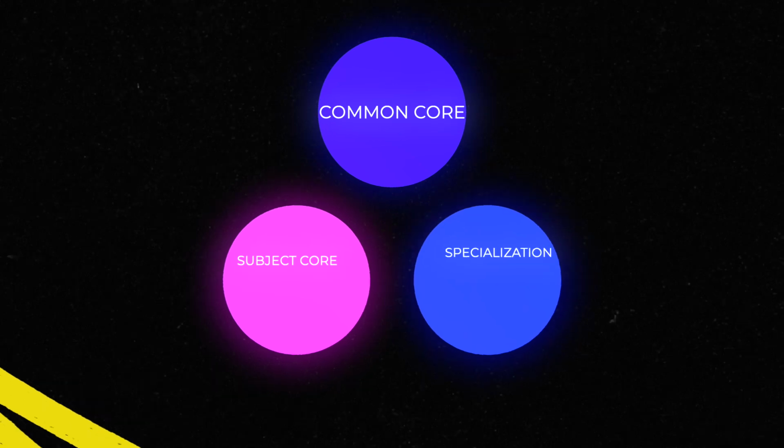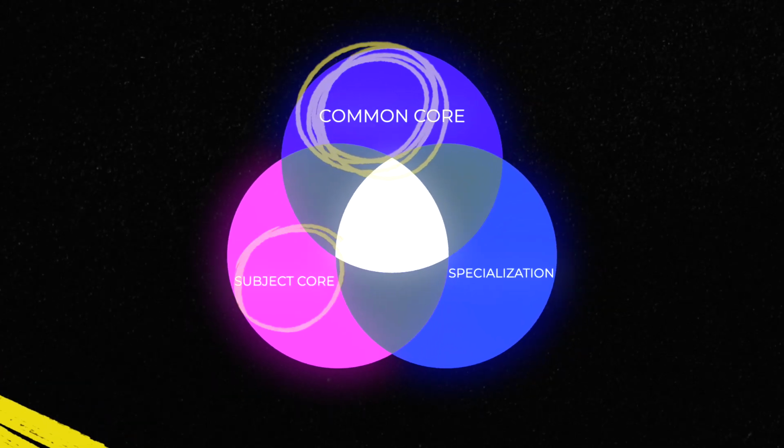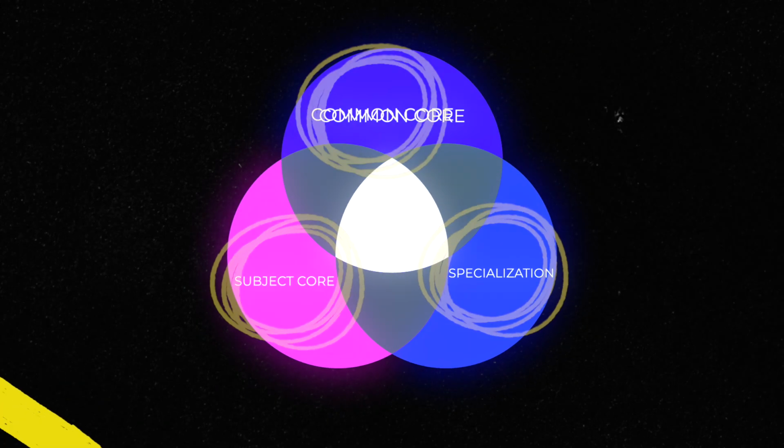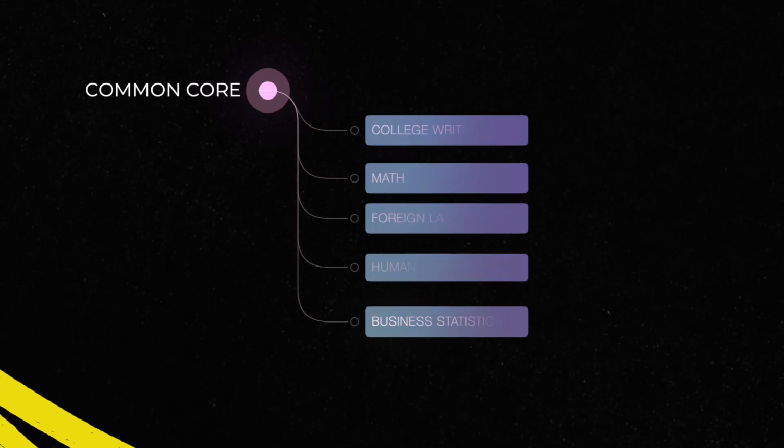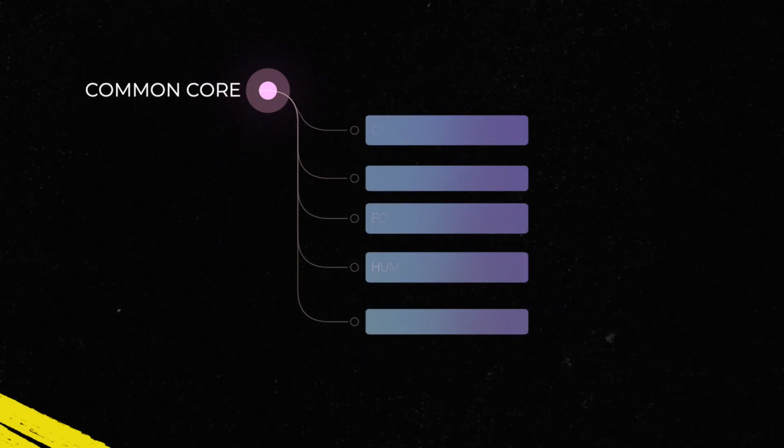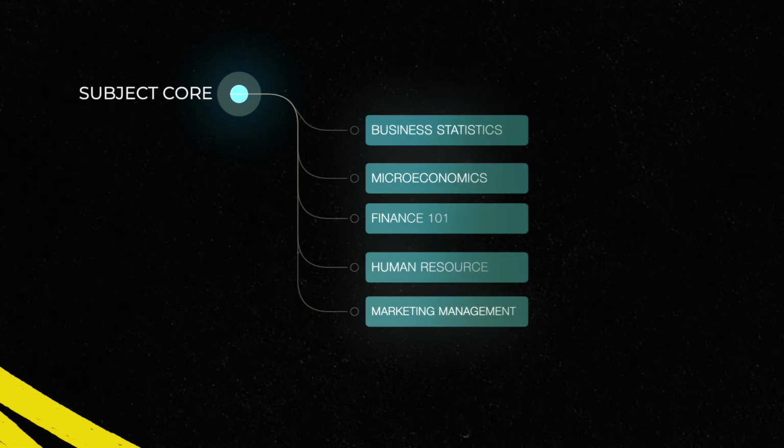What is more important when it comes to transfer is which courses are actually allowed to transfer. That depends on the universities and the system. First of all, you have to understand there are 3 types of courses. There are Common Core, Subject Core, and Specialization. Common Core, as I mentioned, includes college writing, math, courses that every major needs to take. Subject Cores are general courses that students studying in that department need to take.